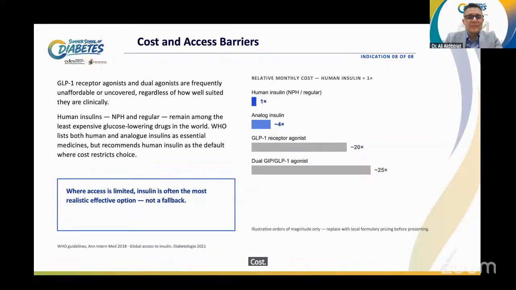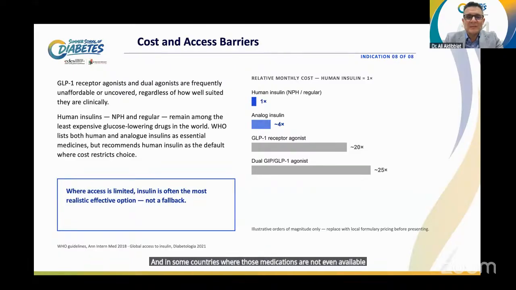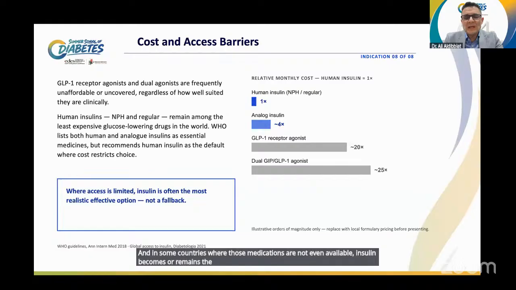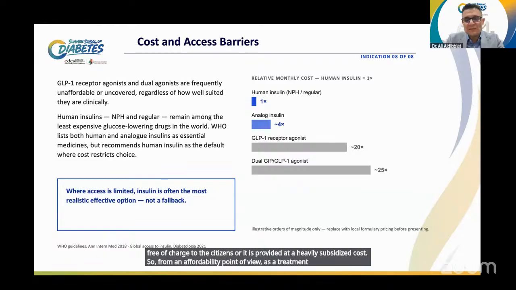Cost is the other issue. We know that all the new treatments are absolutely amazing, no question about it. But affordability is a major issue. Insurance approvals are difficult. For those on cash payment, and in some countries where those medications are not even available, insulin becomes or remains the major treatment that is potent and yet affordable or offered by the government. The majority of international governments offer insulin free of charge to the citizens, or it is provided at a heavily subsidized cost. So from an affordability point of view, it is a safe, affordable and potent treatment.